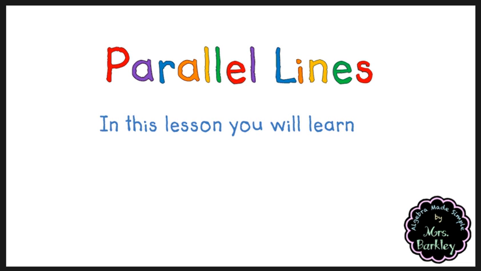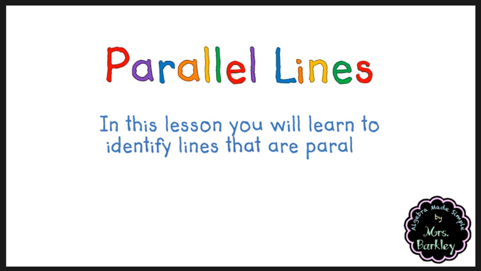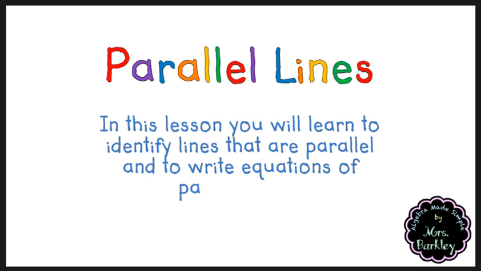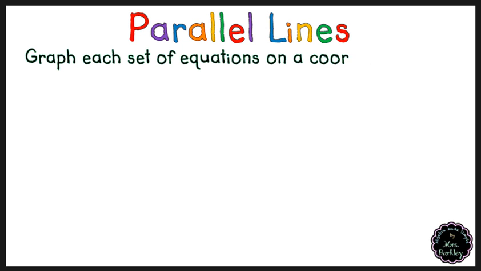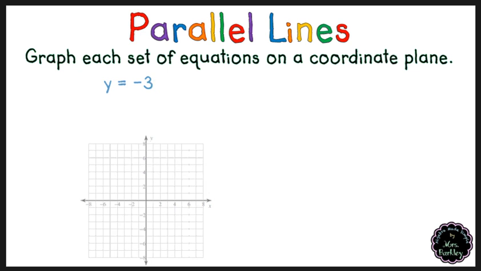In this lesson, you will learn to identify lines that are parallel and to write equations of parallel lines. We are going to begin by graphing sets of equations on a coordinate plane. So given the equations y equals negative 3x plus 5 and y equals negative 3x minus 2, we are hopefully going to be able to identify some similarities and differences that make these lines parallel.